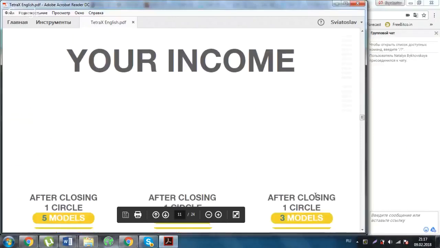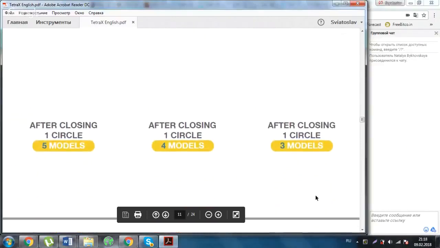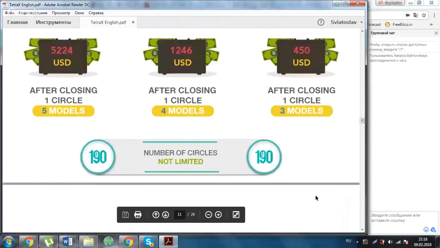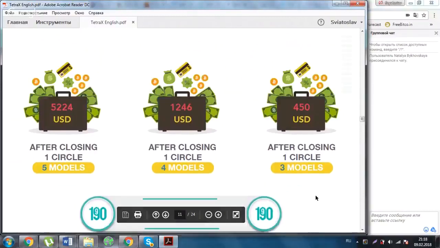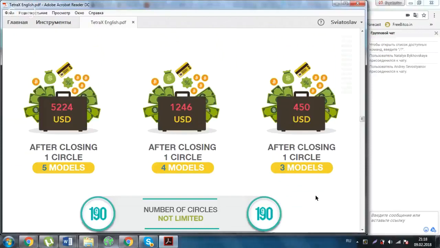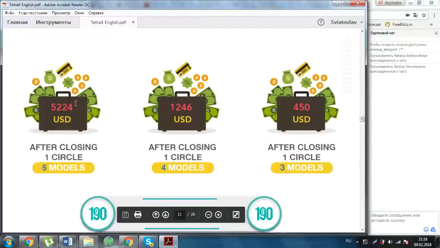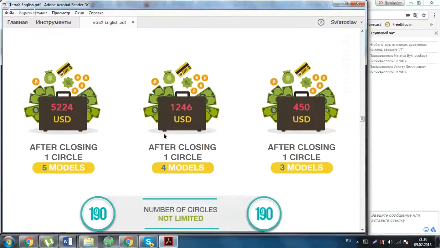So here you can see this one. This is better to understand when you see it. Of course, I understand it, but it's our first meeting. Next time we will carry out more acceptable to you and to me. So as you see, after closing first circle, 5 model in USD, it's $5,224. 4 model is 1,246, and 3 models it's 450.